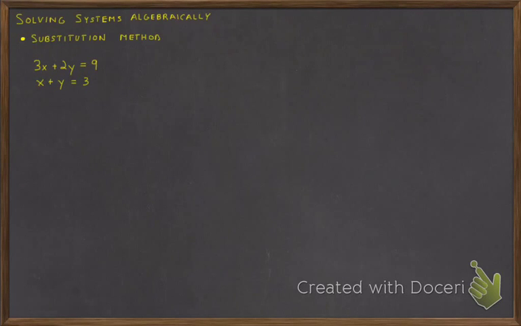Alright, so in this video we are going to learn how to solve systems of equations algebraically by using the substitution method. Now, what exactly does solving these systems algebraically mean? Well, we are given two linear equations, two straight line equations, and what we want to find is their intersection point. That's what it means to solve this system.